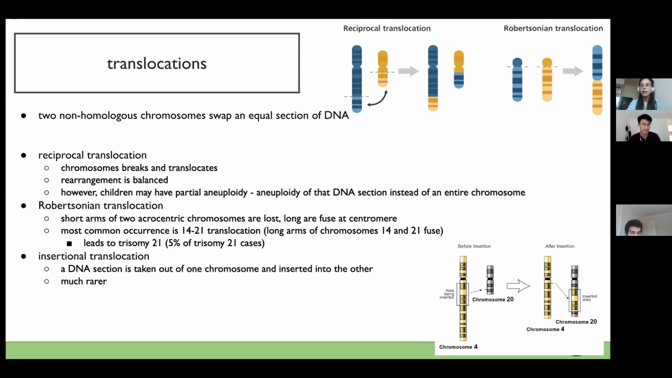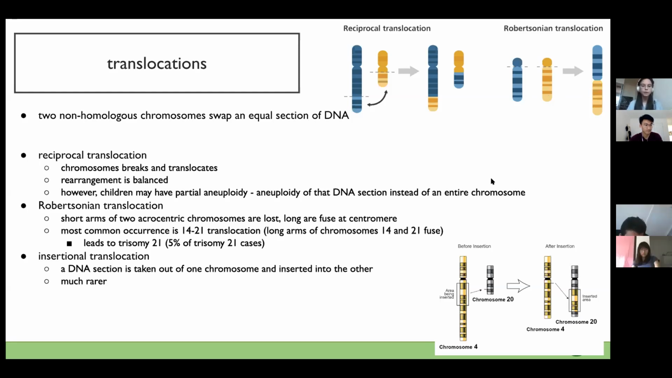And this means that the rearrangement is balanced, so there's no net loss or net gain of DNA material. So it will usually be harmless in the individual, but their offspring will have a partial aneuploidy. So aneuploidy of just that DNA section, where there's an extra bit of DNA or a loss of that bit, but it won't be an entire chromosome, if that makes sense. So their children will be affected, but not the individual themselves. The other type of translocation is Robertsonian translocation. This occurs in two acrocentric chromosomes, so that the longer arms are going to fuse at the centromere, and then the satellites are going to be lost. This most often occurs in chromosomes 14 and 21, and it will lead to trisomy 21 in the affected individual.